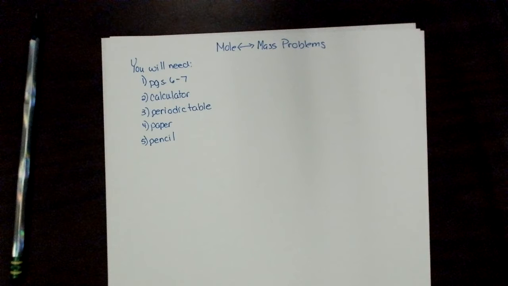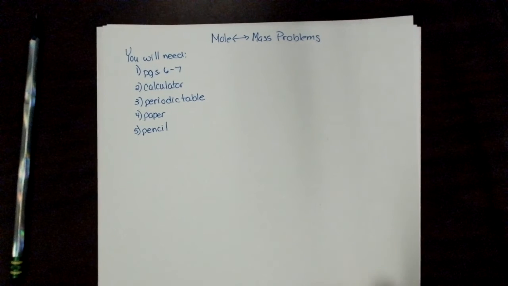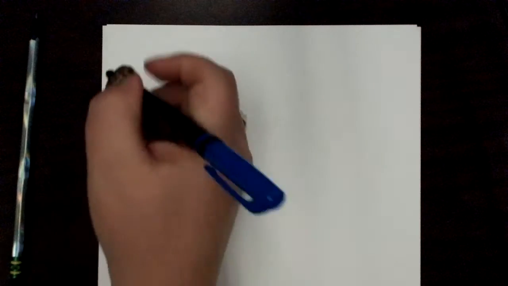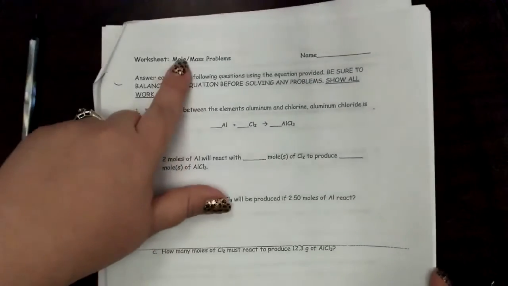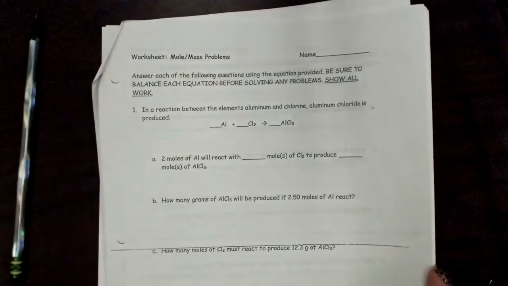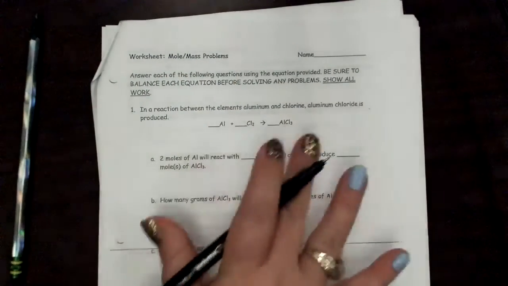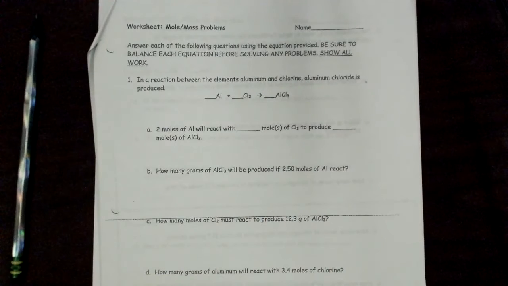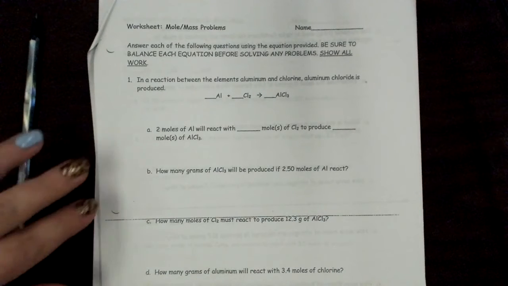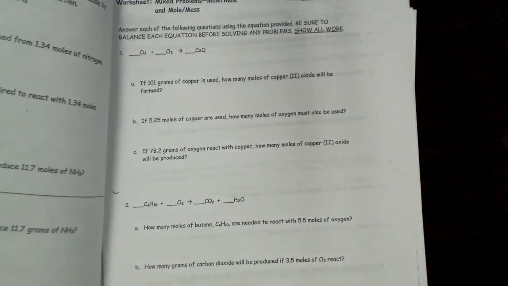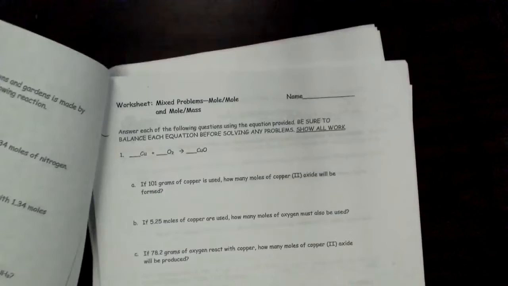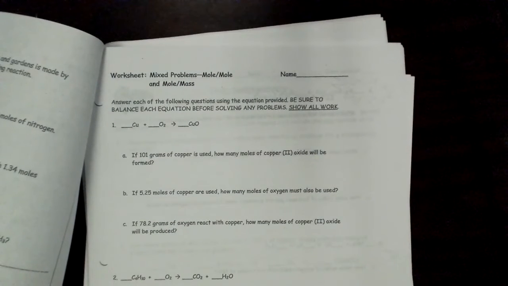So what we're going to do is, I think the best way to learn these problems is just to dive right on in. So we're going to be looking at page 6 from your packet. It looks like this: worksheet mole mass problems. And what we're going to do is work through this together and talk a little bit about what you're doing. And then for homework, you're going to finish this page, page 7 on the back, and then you're going to complete pages 8 and 9.